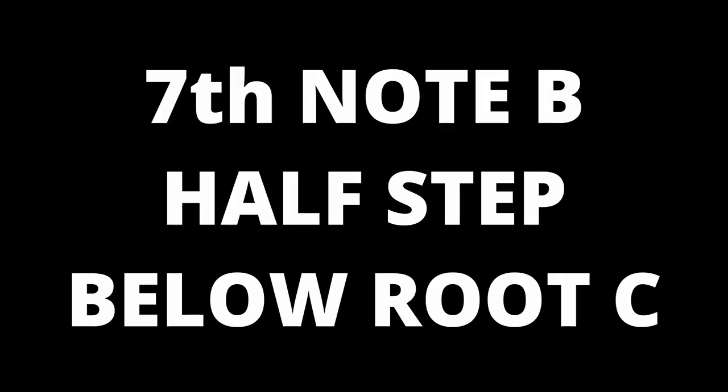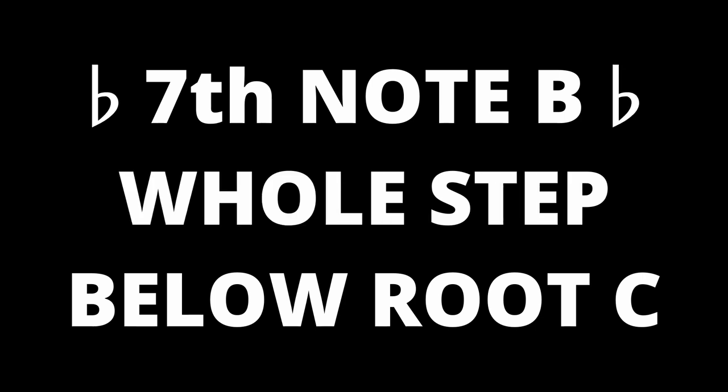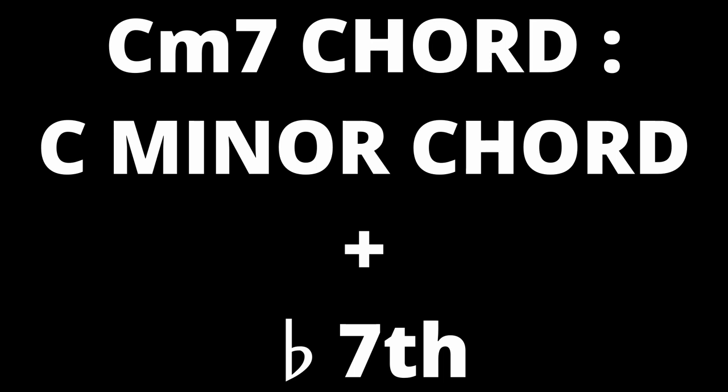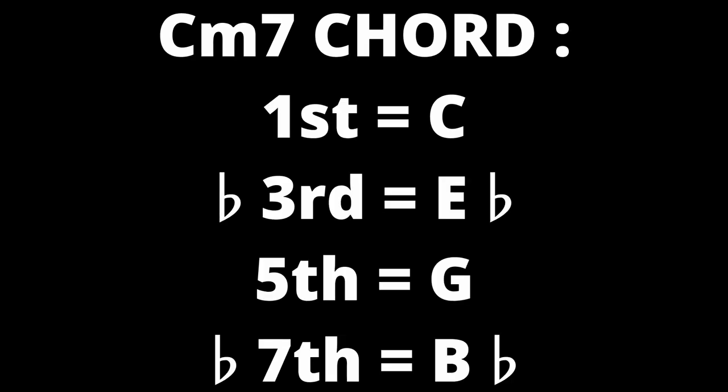The seventh note in this scale is B. This is half a step below the root of C. The flat or minor seventh note is B flat. This is a whole step below the root. So in order to create our C minor seventh chord, we take the C minor chord notes and add the flat 7th note from the scale as a 4th note. This means that C minor 7th has the notes C, E flat, G and B flat.